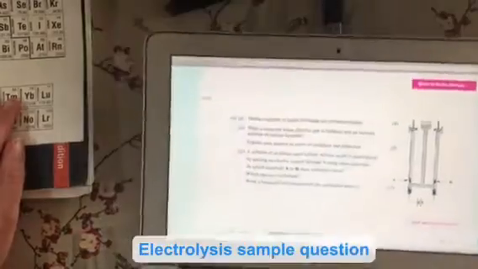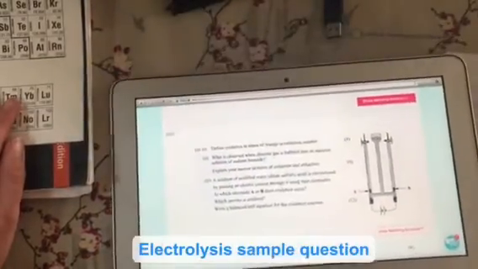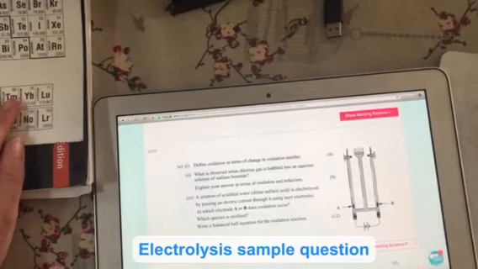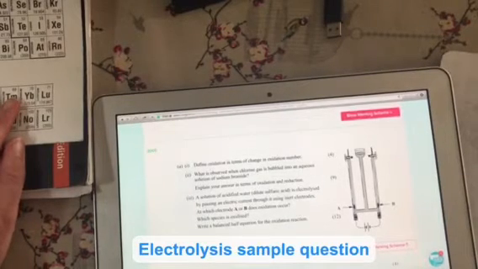Now I'm going to have to use my laptop to show you this question because my papers only go back so far. So it's a 2005 question. We can see there's a Hoffman voltameter there, so it's going to be about the electrolysis of water. It's going to ask us first of all to define oxidation in terms of change of oxidation number.